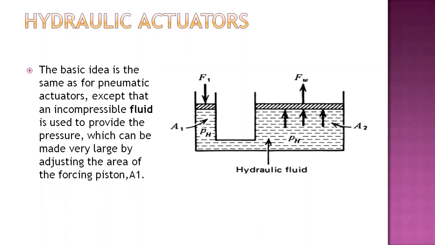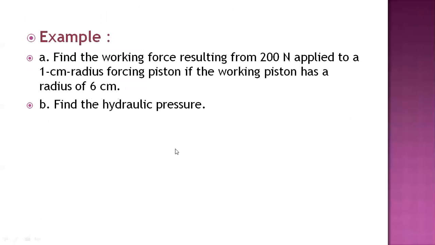Here Fw is the force of the working piston, and A2 is the working piston area. Thus, the working force is given in terms of the applied force by Fw equals A2 divided by A1 times F1. That we have to remember. Now, let's see one example based on this.